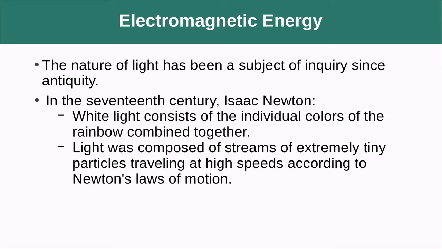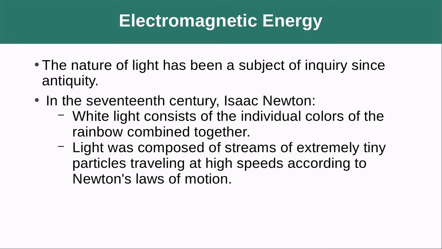First off, what is electromagnetic energy? We've really been wondering this for a long time. Our very first ideas around this came from Isaac Newton, where he did some experiments and decided that white light consisted of individual colors of rainbows combined together. Anybody who has seen the classic experiment with a prism, you shoot white light into it and you see a rainbow come out, you can see where he came up with this idea.